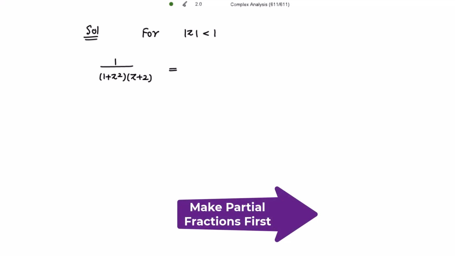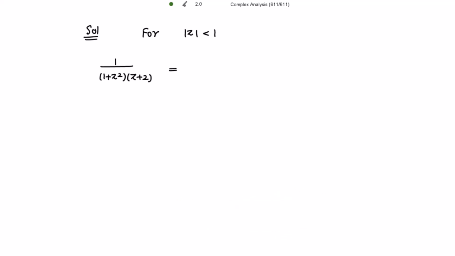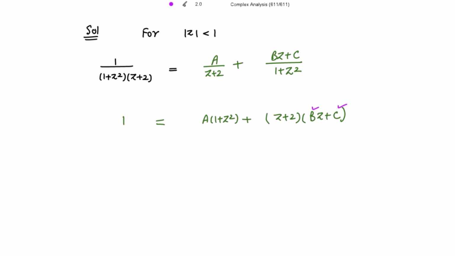So for mod z less than 1, to make the partial fractions we need to use the format a divided by z plus 2, taking this first, plus bz plus c divided by 1 plus z square. So we are getting 1 equal to a into 1 plus z square plus z plus 2 into bz plus c. To eliminate these two constants, I can put z equal to negative 2. If I put z equal to negative 2, this complete second term vanishes, right? So let's take z equal to negative 2.